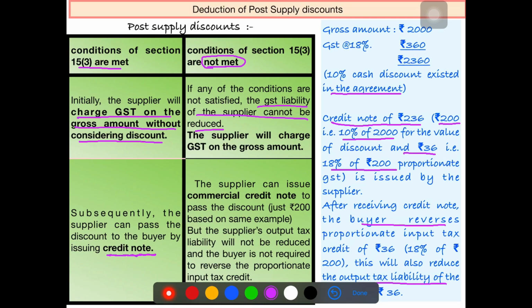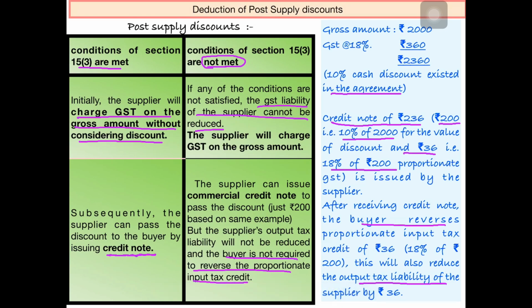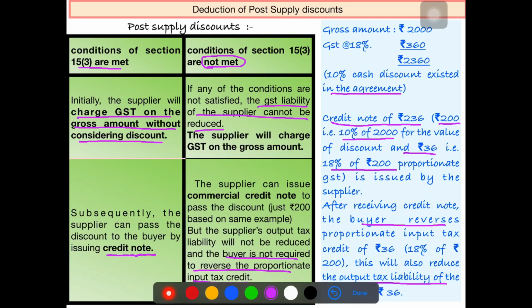Remember that. Initially the supplier will charge GST on the gross amount. Later on, the supplier can pass a discount by issuing a commercial credit note, but just for the discount amount, which is rupees 200, that is 10% of rupees 2000. However, the supplier's output tax liability will not be reduced and the buyer is not required to reverse the proportionate input tax credit. I hope it is clear to you now.